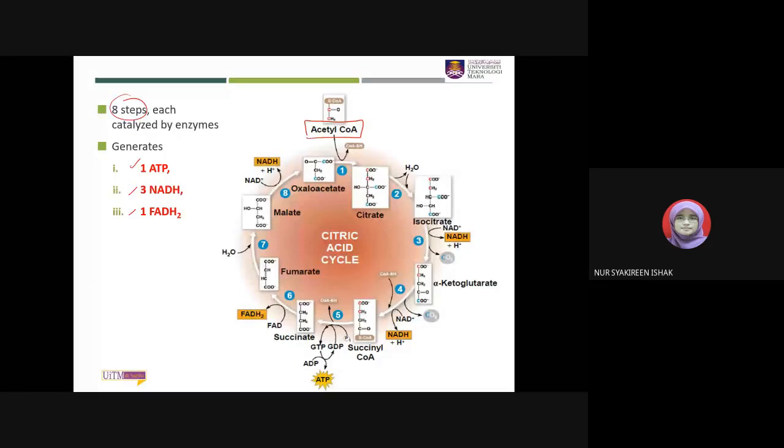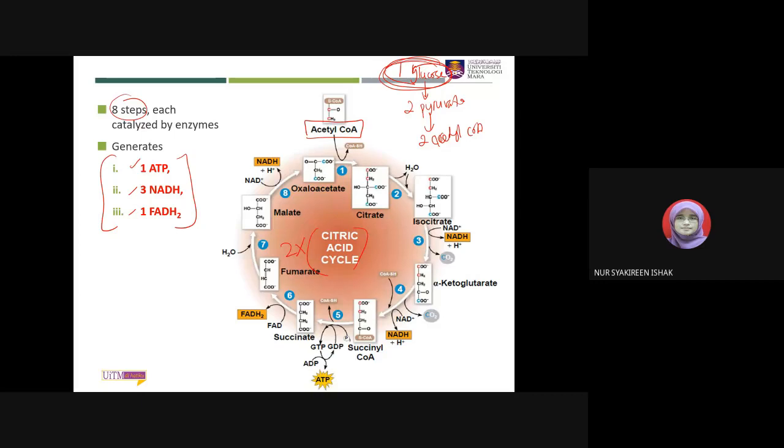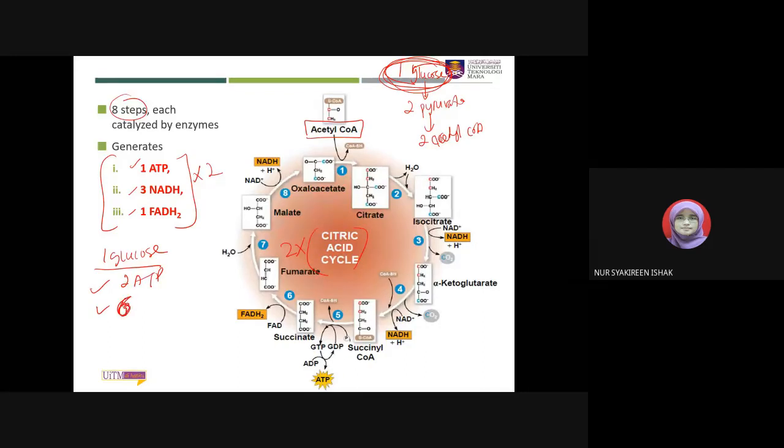Tapi awak kena ingat, step yang sebelumnya adalah glycolysis, kan? Glycolysis yang menggunakan satu molekul glukos. Glukos ni akan break down into 2 pyruvate dan akan menghasilkan 2 acetyl-CoA. So for 1 glucose, the products produced for the citric acid cycle, awak kena kalikan dengan 2. So for 1 molecule of glucose akan menghasilkan 2 ATP, 6 NADH dengan 2 FADH2 molecules for 1 glucose, through the citric acid cycle.